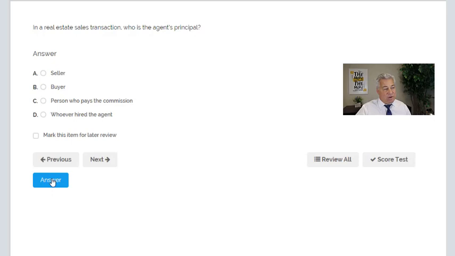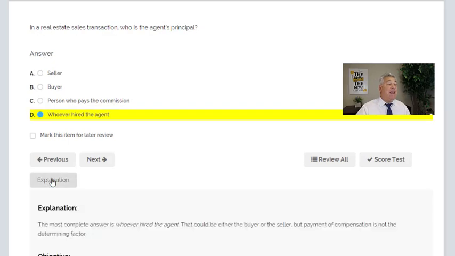I know what you want to say, whoever pays your commission, but that's not the case. Whoever hired the agent. D. The most complete answer is whoever hired the agent. That could be either the buyer or the seller, but payment of compensation is not the determining factor. The source of compensation does not determine agency. You don't necessarily represent the party who pays your commission.